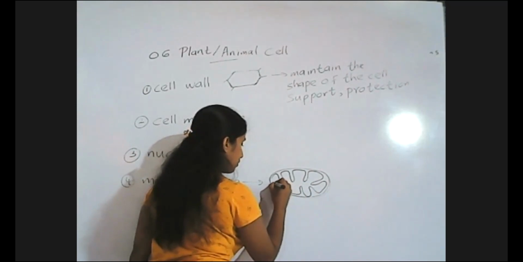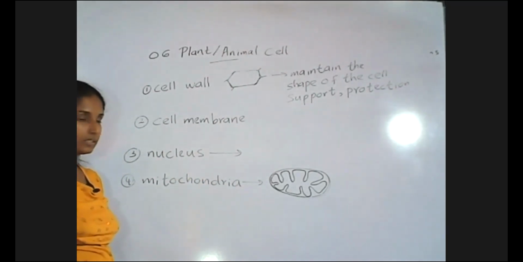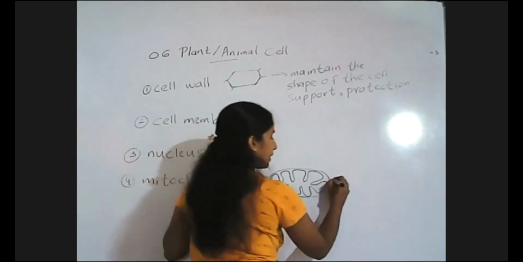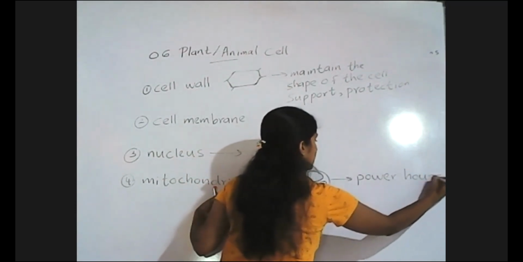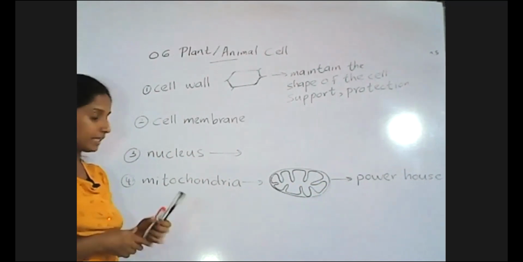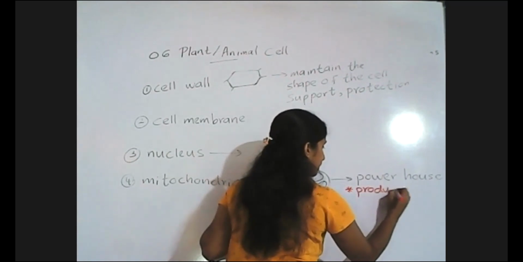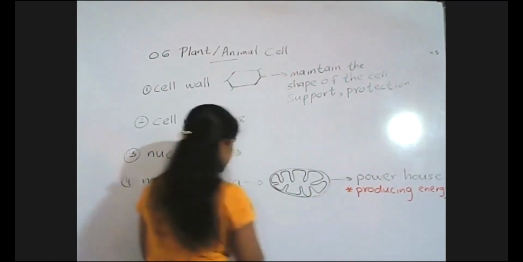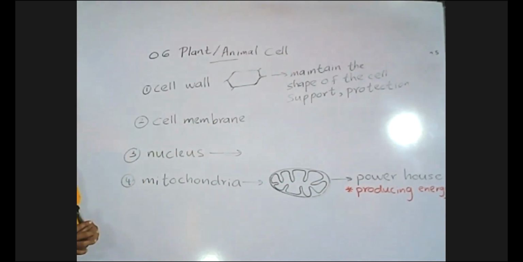The inner membrane folded in this way, right? The mitochondrion, right? Very easily you can identify. We consider the mitochondrion as the powerhouse of the cell, right? Powerhouse of the cell, because it produces energy, right? Mitochondrion, that is the function, producing energy. That is why we consider the mitochondria as the powerhouse of the cell, right? Producing energy by the aerobic respiration, right?